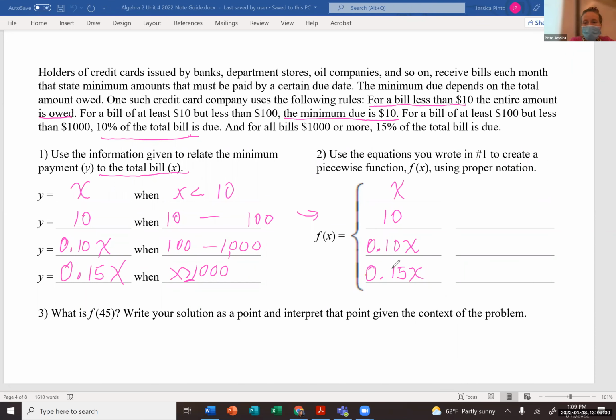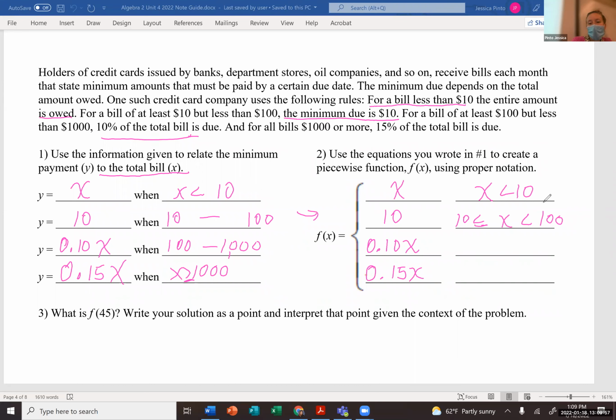Now I want to be really careful about writing these inequalities. The first one is x is less than 10. But then the next one says for a bill of at least 10, but less than 100. So I've got the 10. I'm going to put less than or equal to x. And then I'm going to put less than 100. Because it said less than 100, I don't want to underline that inequality.